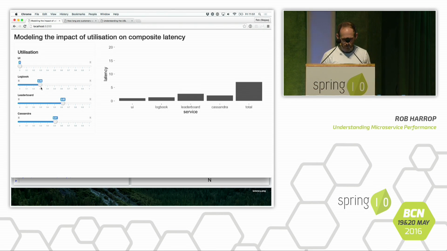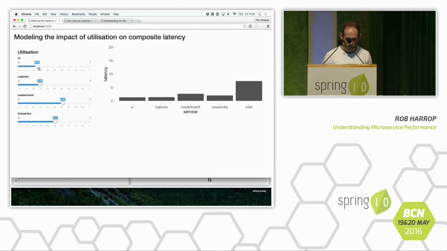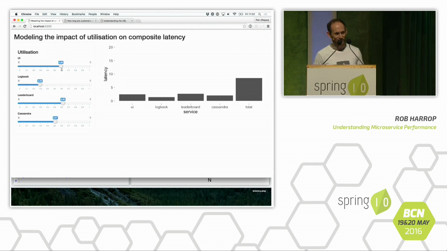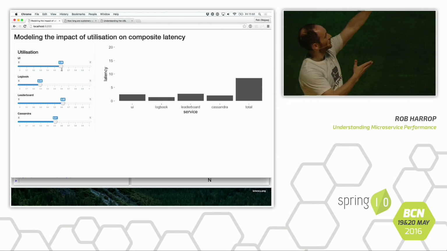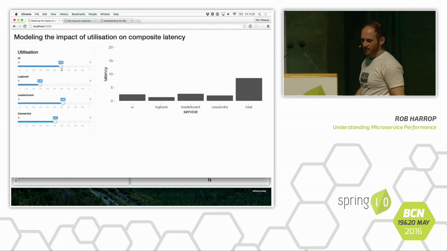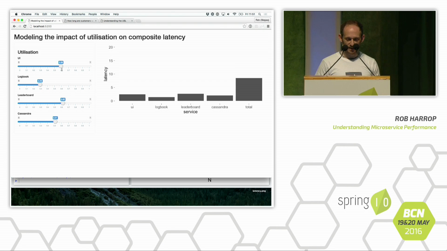The logbook's hardly doing anything. And then the UI, well, it's JavaScript, so probably way up here. That was a cheap shot. And you can see it's really simple, just addition, and we've got this total latency at the end. But as one of these systems starts to get overloaded, things start to get really bad.